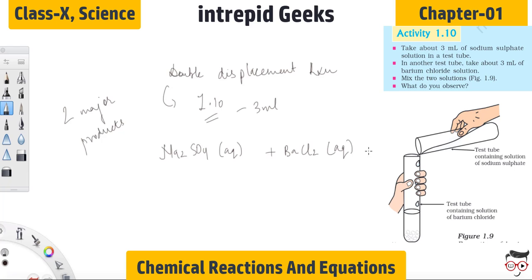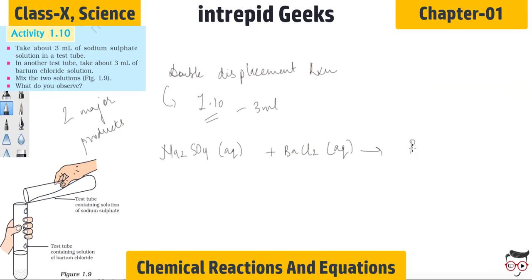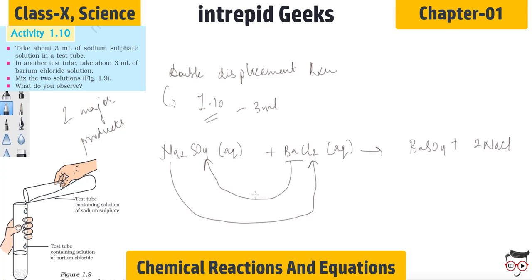Now mix the two solutions. When you mix the two solutions, it will come out as BaSO4 plus 2NaCl. I'm balancing the equations parallelly. So what is happening here? Ba2+ is reacting with SO4 2-, and Na+ is reacting with Cl-.